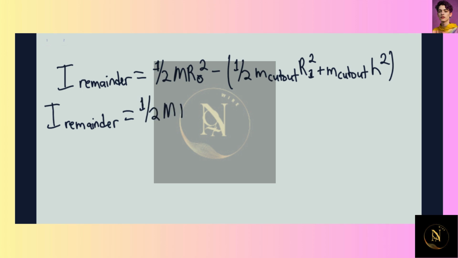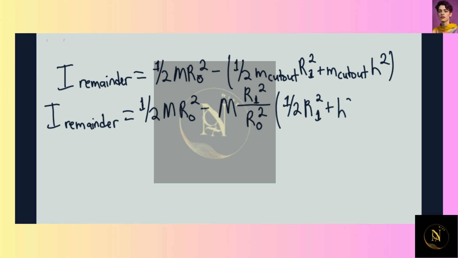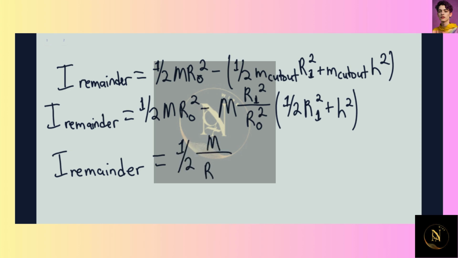And then we can say that the moment of inertia of the remainder would then be equal to 1/2 times m r sub o squared minus m r sub 1 squared divided by r initial squared times 1/2 r sub 1 squared plus h squared. And we can say that the moment of inertia of the remainder will then be equal to 1/2 times m over the initial radius squared times the initial radius to the 4th power minus the radius of the cutout to the 4th power minus 2 times r sub 1 squared h squared.